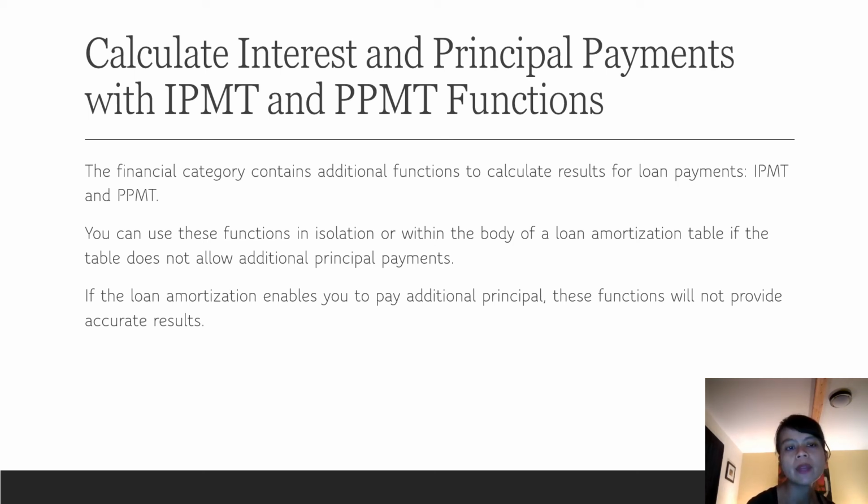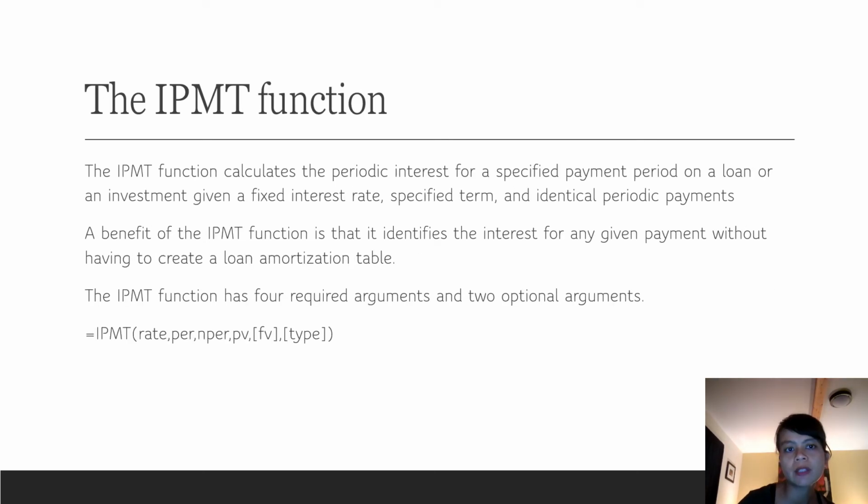The financial category also contains additional functions to calculate results for loan payments, IPMT and PPMT. You can use these functions in isolation or within the body of a loan amortization table if the table does not allow additional principal payments. If the loan amortization enables you to pay additional principal, these functions won't provide accurate results.